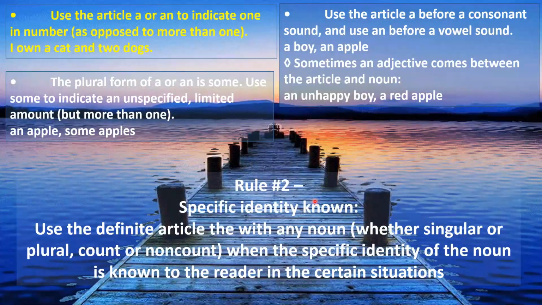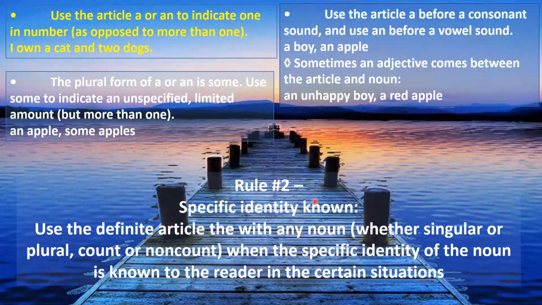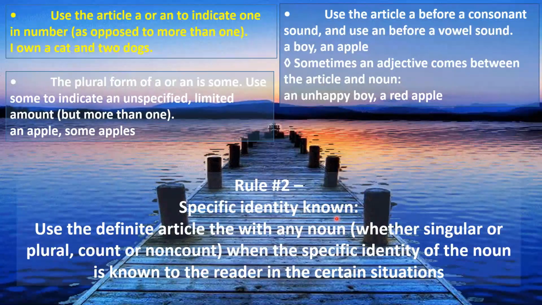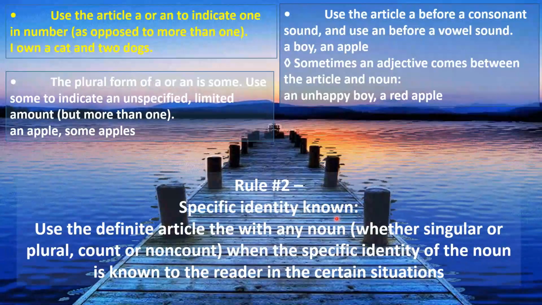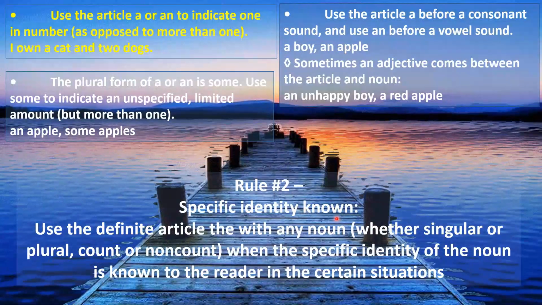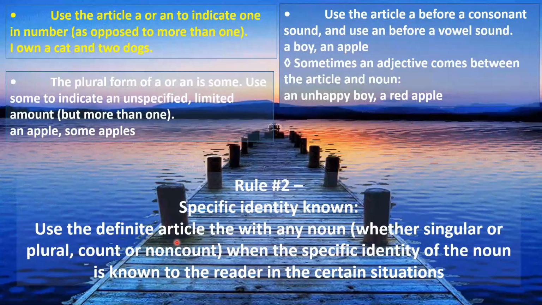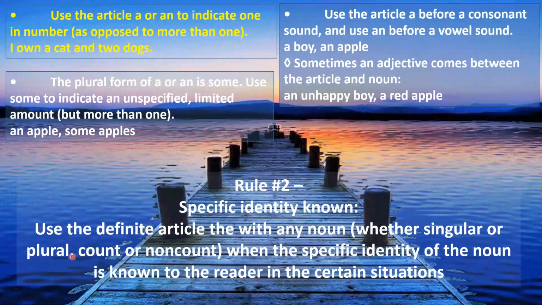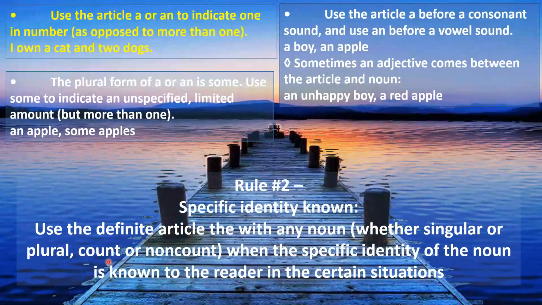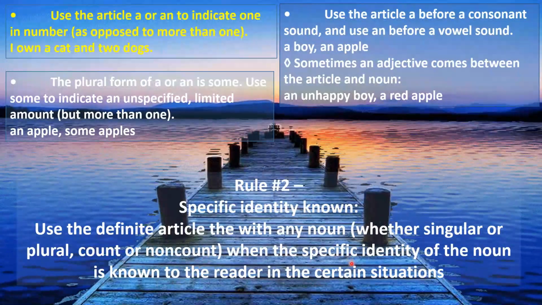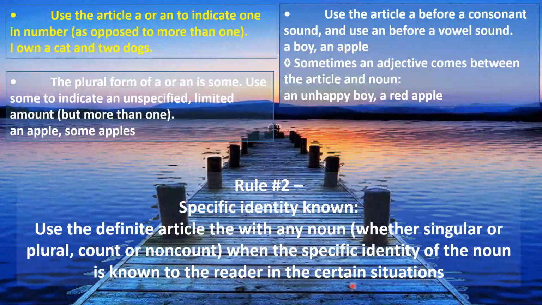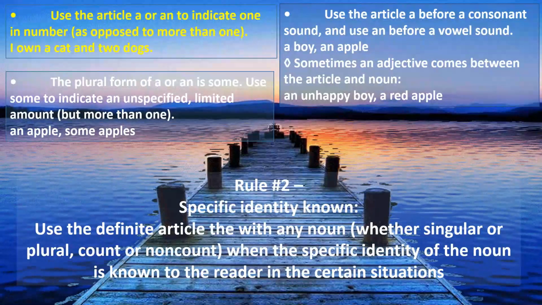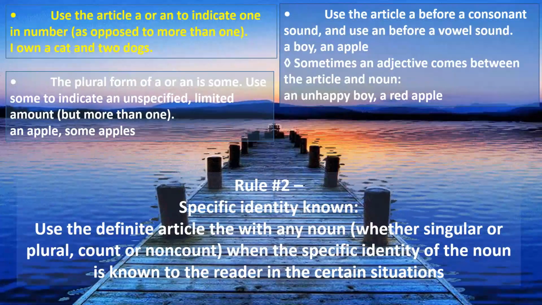Move to rule number 2. It is for the specific identity known. You know the identity. It is specific. The specification of the noun is clear for you. It is the definite article, whether it is singular or plural, countable or non-countable. When the specific noun is known to the reader, that is rule number 2 in certain situations. What are they?